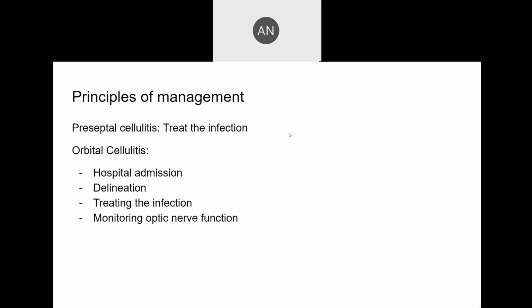Next is the principles of management. Basically, it's just searching for where the focus of infection is. Sometimes it's dental, sometimes it's the sinuses. So you have to search where this infection is coming from. And then the principles of management will be the admission and all that, and then the close follow-up and how the orbital cellulitis or preseptal cellulitis is resolving.